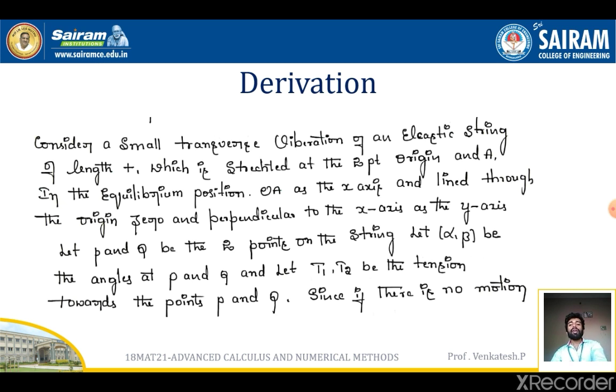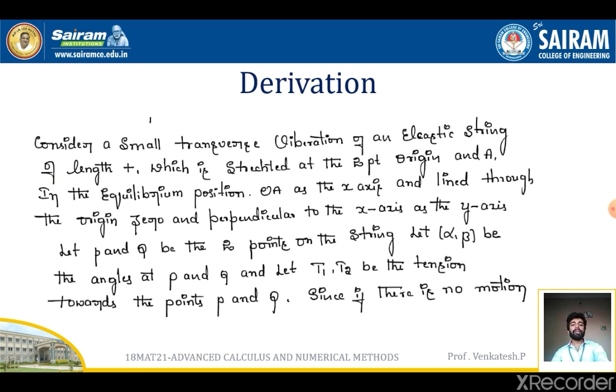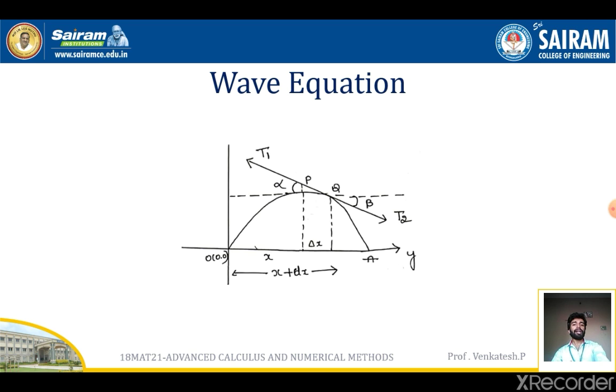Now let me choose 2 points P and Q on the string. Let alpha and beta be the angles at P and Q. Let T1 and T2 be the tensions at the points P and Q. Here I have drawn a tangent at the points P and Q. This tension T1 will be at the point P and this tension T2 will be at the point Q.